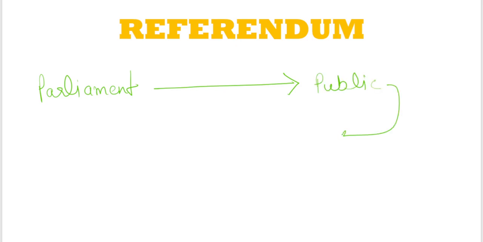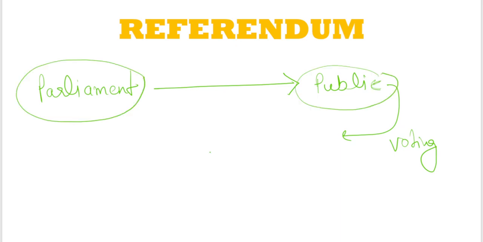So now let us start with referendum. Referendum is a lawmaking process in which the parliament refers any proposed legislation to the general public. So it is the flow of proposed legislation from parliament towards the public for their voting. Parliament makes a law, proposes it to the general public, and asks them to vote on this law. If they vote in favor, the law is passed. If they vote against, the law is dropped. So this is the process of referendum.